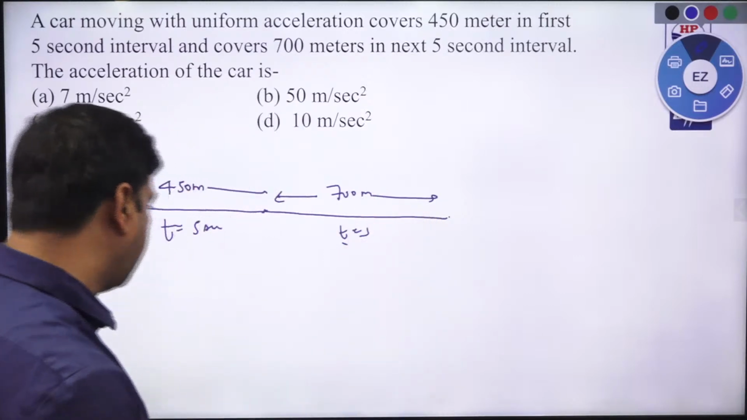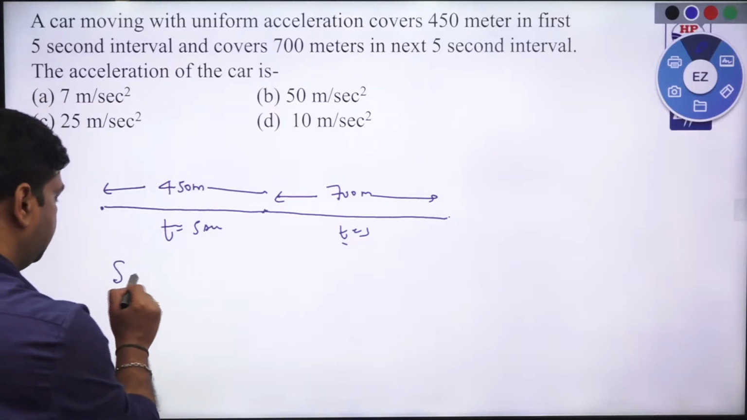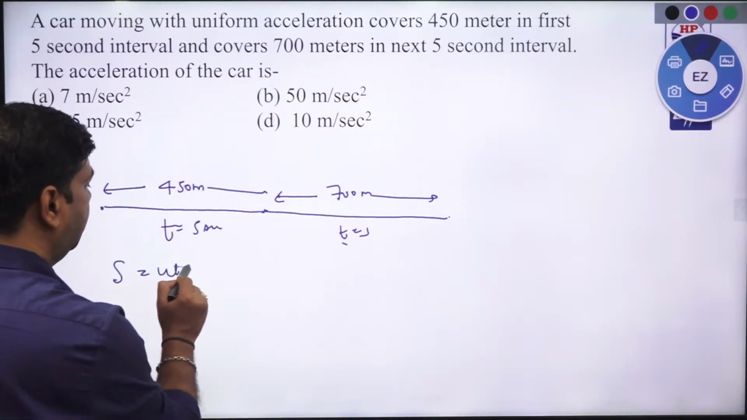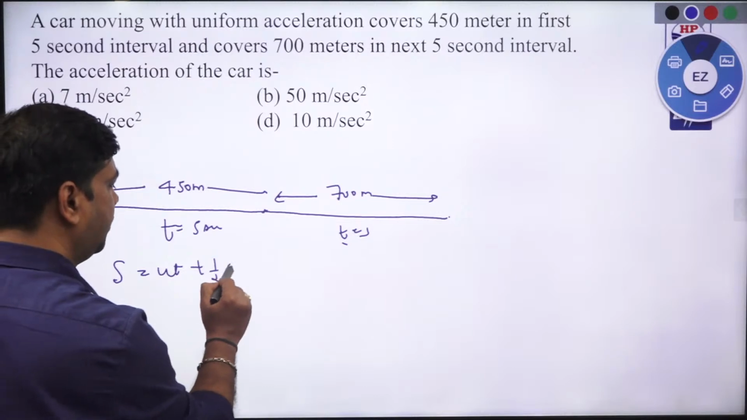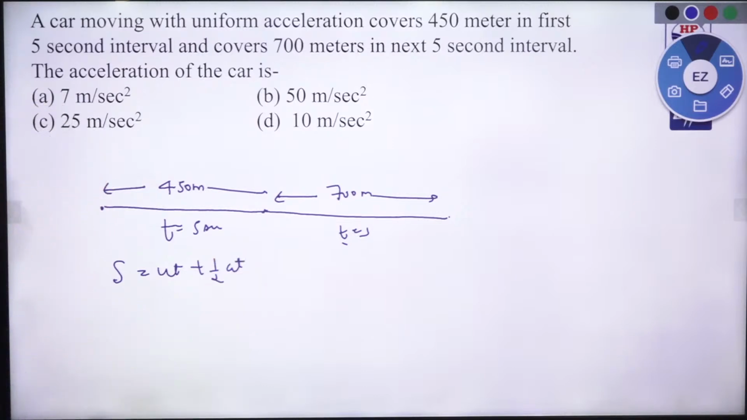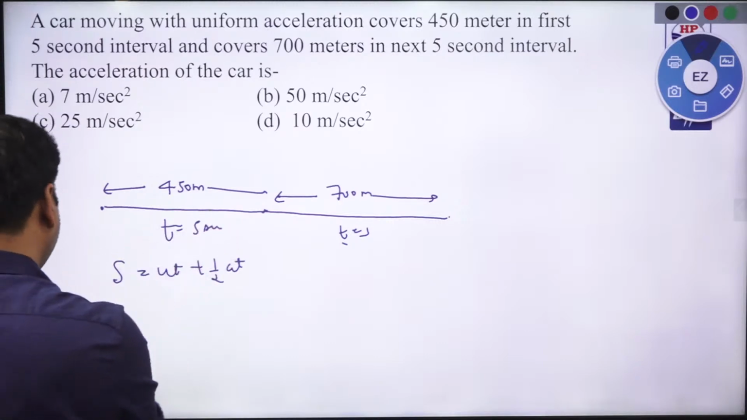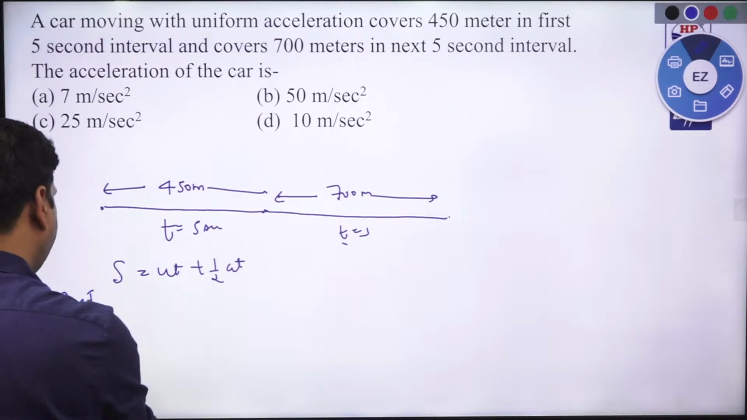So I'm applying the equation s equals ut plus half at square, because it is asking for the acceleration and it is giving the distance and the time. So we are applying this one equation. So what is the value of s in case 1? What will it be in case first?